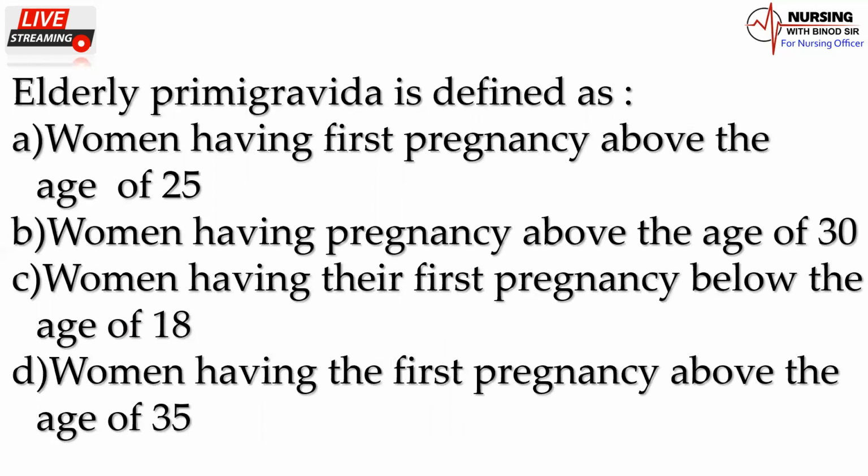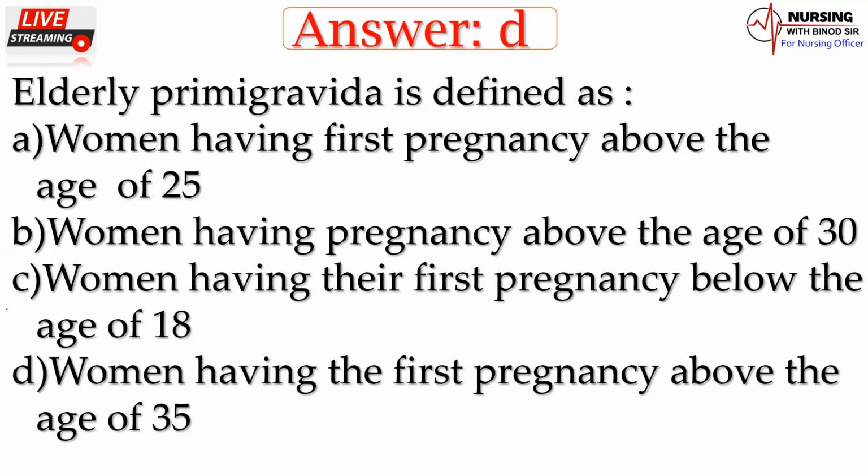Elderly primigravida is defined as women having first pregnancy above age of 25. Women having pregnancy above the age of 30. Women having their first pregnancy below the age of 18. Women having the first pregnancy above the age of 35. So what would be the right answer here? Answer would be the D option. You all have to remember this one. Elderly primigravida.